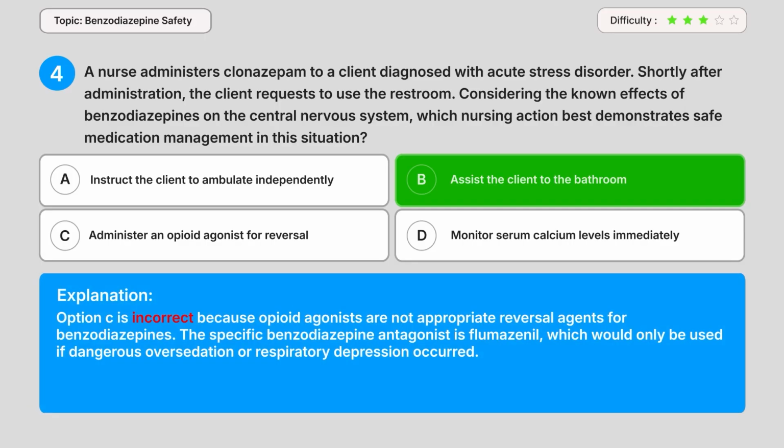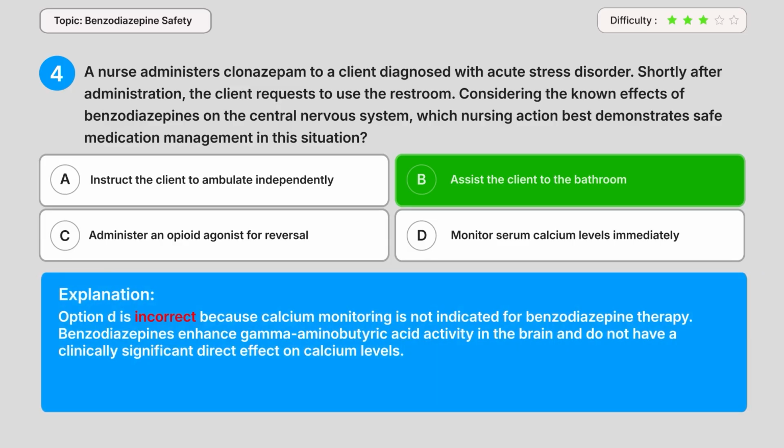Option C is incorrect because opioid agonists are not appropriate reversal agents for benzodiazepines. The specific benzodiazepine antagonist is flumazenil, which would only be used if dangerous oversedation or respiratory depression occurred. Option D is incorrect because calcium monitoring is not indicated for benzodiazepine therapy. Benzodiazepines enhance gamma-aminobutyric acid activity in the brain and do not have a clinically significant direct effect on calcium levels.